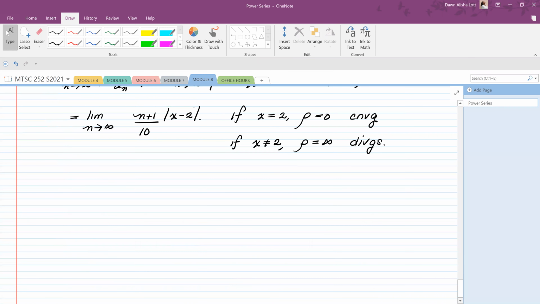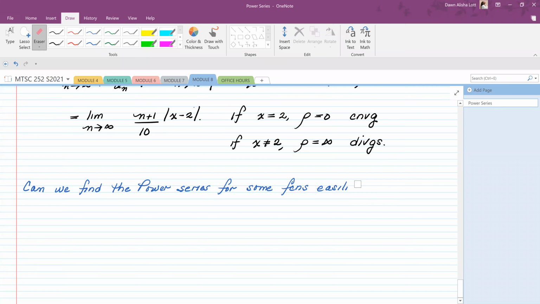Okay, so one last thing I want to do. I have 6 more minutes. Can we find the power series for some functions easily? And the answer to that is yes.